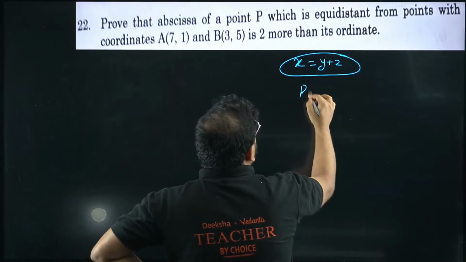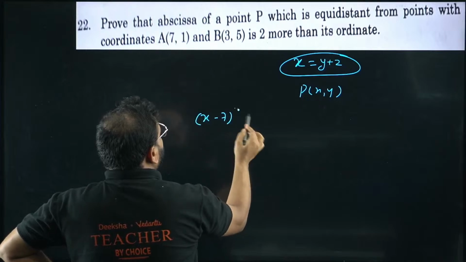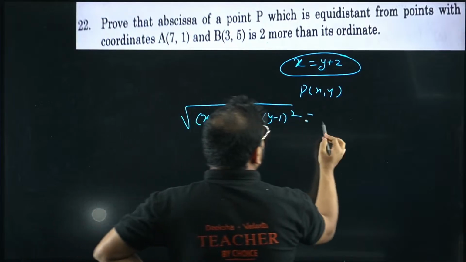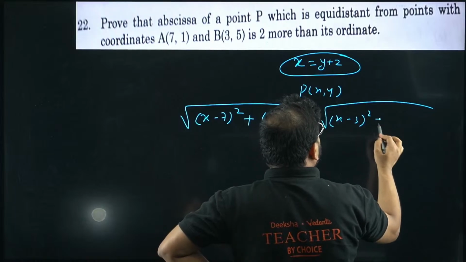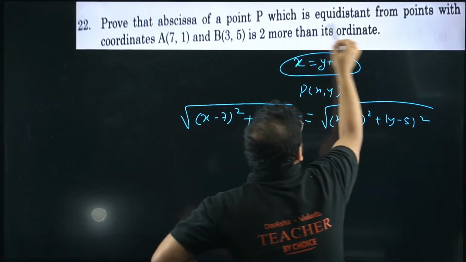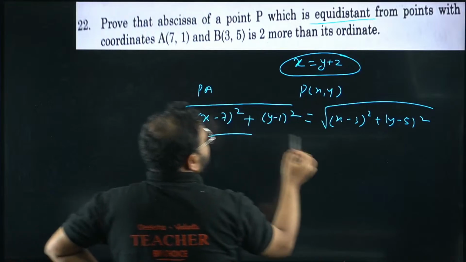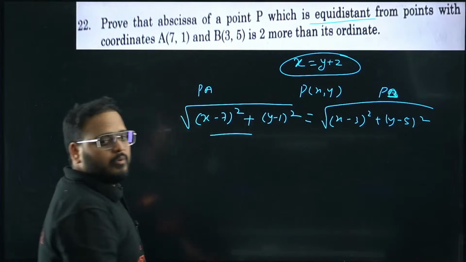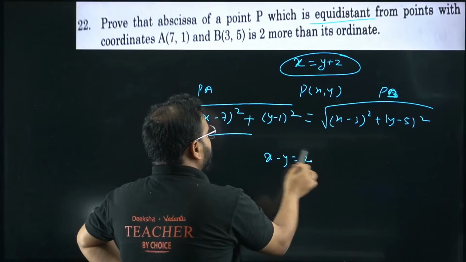Let's take the point P coordinate as x comma y. So find the distance. You write it like this: root of x minus 7 the whole square plus y minus 1 the whole square will be equal to, please check here again, same thing, x minus 3 the whole square plus y minus 5 the whole square. Because they're saying that they're equidistant, right? Means distance will be equal. So whether you take PA or PB, you'll have this equal only, right? PA and PB will be equal. Solve for this. From here you're going to get simply x minus y equal to, solve it.